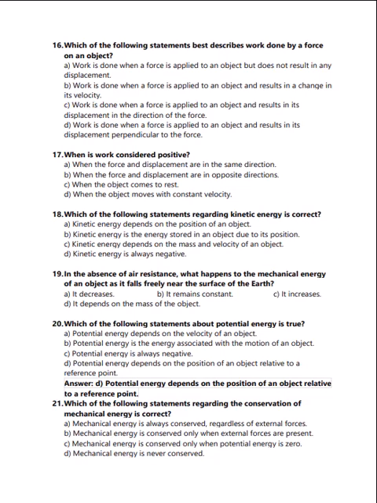Which of the following statements about potential energy is true? Potential energy depends on the velocity of an object. Potential energy is the energy associated with the motion of an object. Potential energy is always negative. Potential energy depends on the position of the object relative to a reference point. So correct answer for question number 20 is D, that is potential energy depends on the position of an object relative to a reference point.